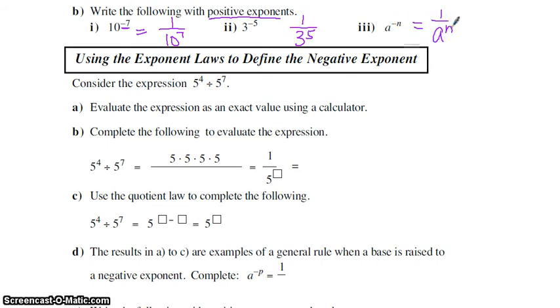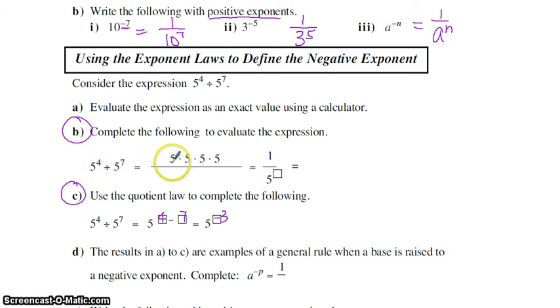Now, using the exponent law to define the negative exponent. Consider the expression 5 to the 4 divided by 5 to the 7. According to the exponent law, you subtract the exponents, and then you get 5 to the negative 3. Well, what does 5 to the negative 3 mean? Look at part B here, it will explain.